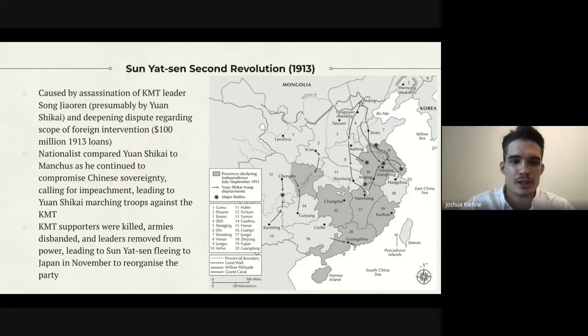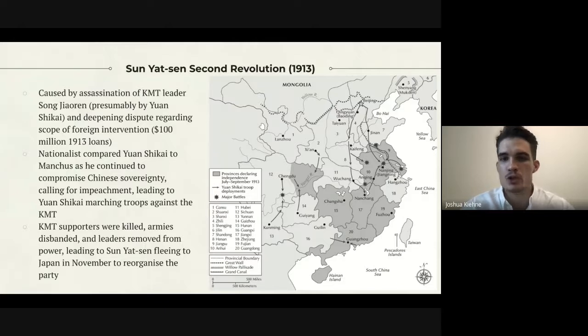And so the nationalists compared Yuan Shikai to the old Manchus, saying he continued to compromise Chinese sovereignty, and they called for his impeachment. This leads Yuan Shikai to march south against the Kuomintang. You can see in a series of conflicts the GMD is unsuccessful. They are no match for the much larger forces of the Republic, and so their armies are disbanded, their supporters are killed, and their leaders are removed from power.